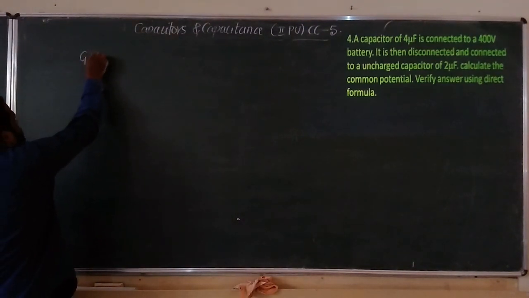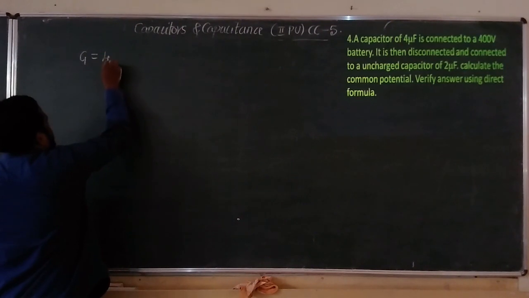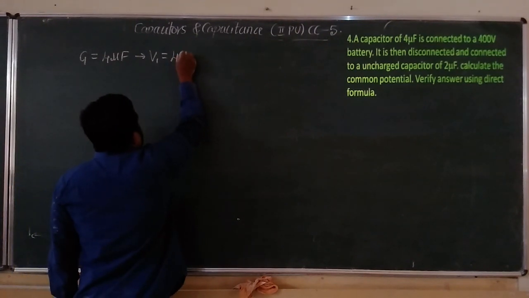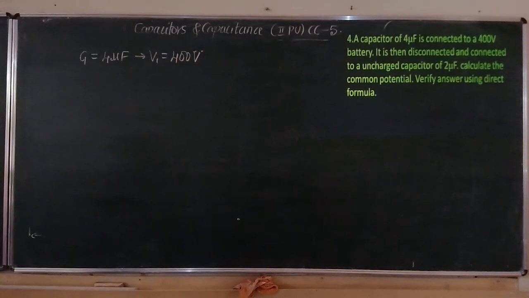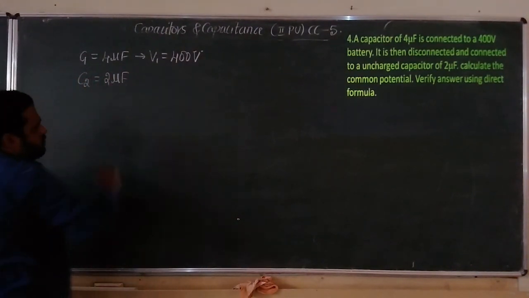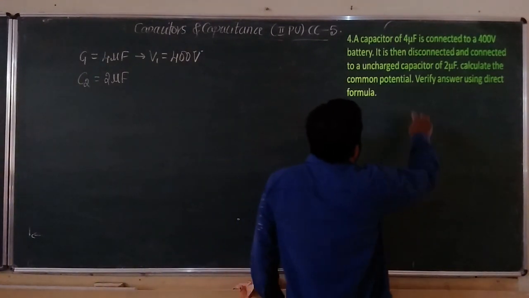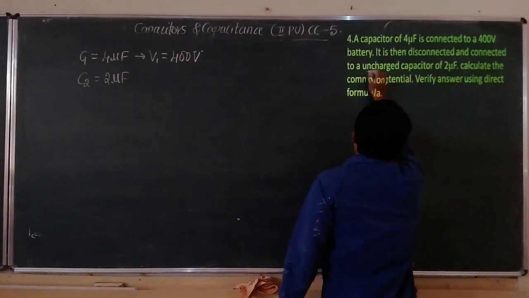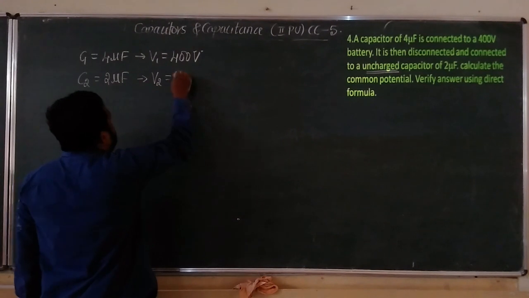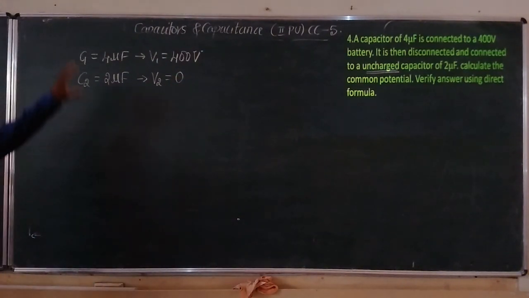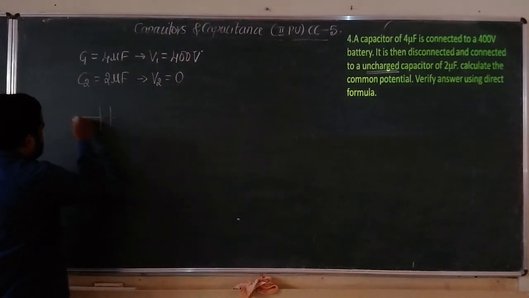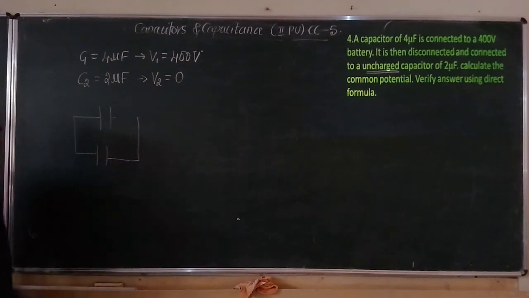See, the capacitor of capacitance C1 is equal to 4 microfarad. Now this capacitor is charged to a potential difference V1 of 400 volt. The second capacitor of capacitance C2 is 2 microfarad, but it is given that it is an uncharged capacitor. Uncharged capacitor means the potential difference across the second capacitor is equal to 0. The first capacitor is charged, the second capacitor is uncharged. Now these two capacitors are connected like this, in parallel.